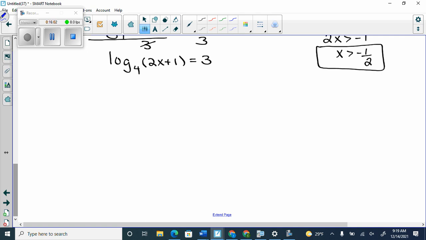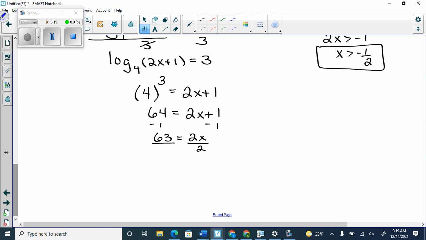Okay. We convert to an exponential. The base of my log becomes the base of my exponent, and then I get a 3. 4 to the 3 is 64, equals 2x plus 1. Minus 1. 63 equals 2x. Divide by 2, and I get 31.5 equals x. So when you solve a log, you always have to plug it back and make sure it doesn't get you a negative beside or in the base. So I take 31.5 and I go 2 times 31.5 plus 1 is going to be a positive number. We're golden.